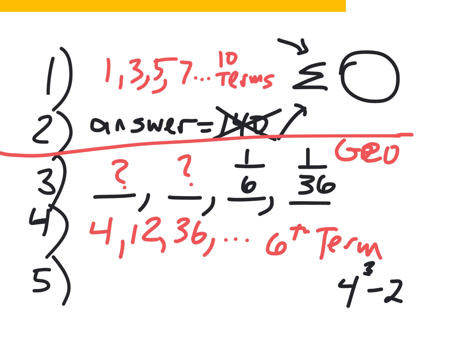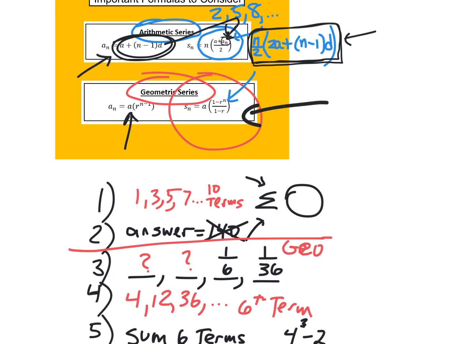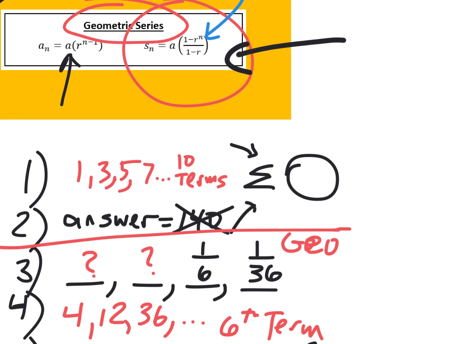Last, what is the sum of these 6 terms? And to do that, you will need this new formula that you were just given right here. You might believe you never even showed us how to use it. Don't really need to. If you know what A is, and you know what N is, and you know what R is, you stick them all in, you'll be able to figure it out.